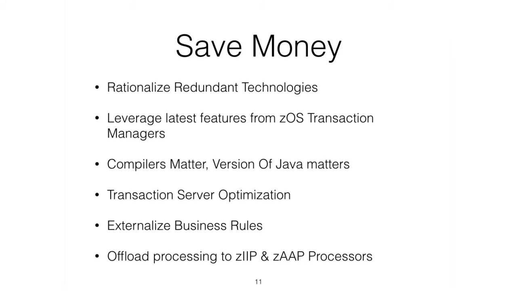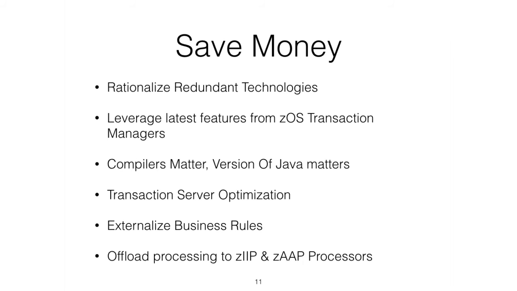Leverage the latest features from the ZOS transaction managers. The ZOS transaction managers are IMS and CICS and WebSphere ZOS. Compilers matter. So if you are using COBOL version 4, you may want to go to COBOL version 6.2. Just doing that gives you 30% improvement in throughput in some cases. IBM has also introduced tools like application binary optimizer, which automatically looks at your older COBOL code and figures out optimizations and then improves the throughput.